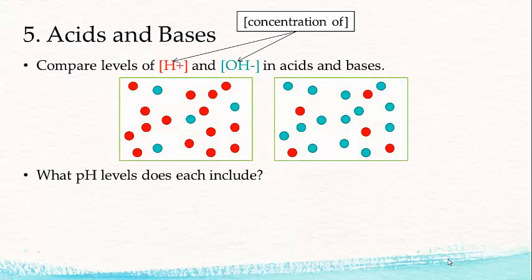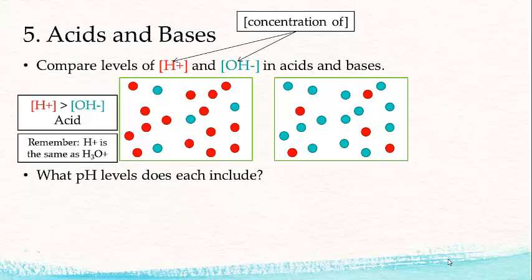So here I have 2 different solutions, and the red dots represent hydronium and the blue dots represent hydroxide. And we can see in the first solution that hydronium has a greater concentration than hydroxide. This means that the first solution is an acid. Also, H plus and H3O plus, they are the same thing. They are both hydronium. In the other picture, we see that hydronium concentration is less than the concentration of hydroxide, which means that this picture shows us a base.